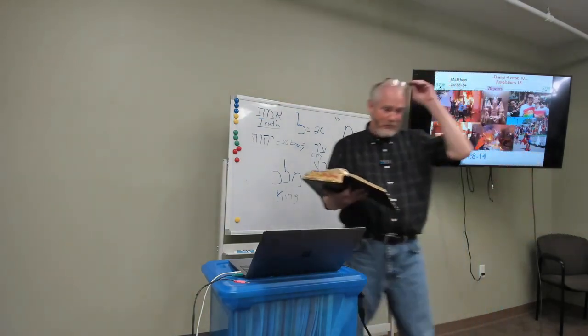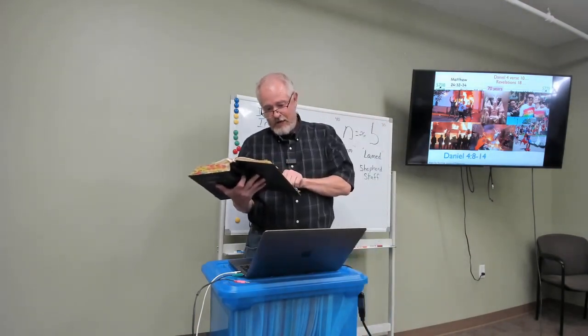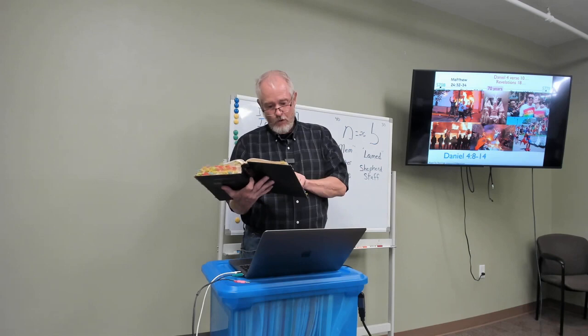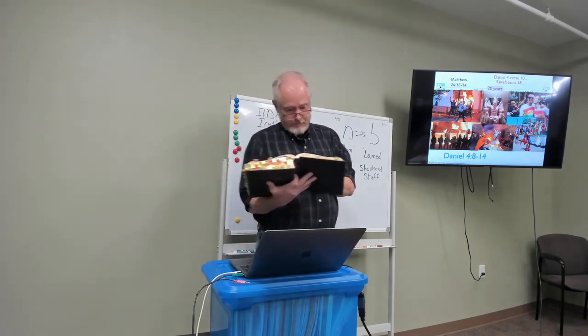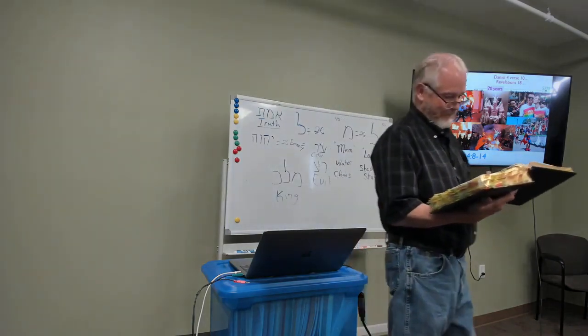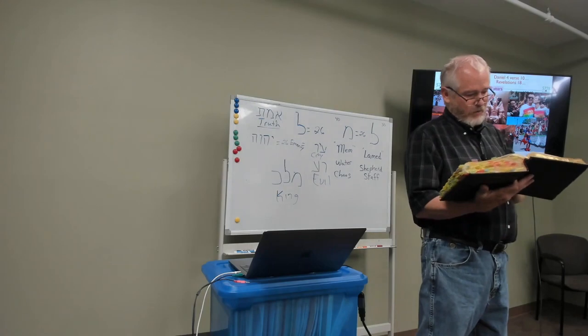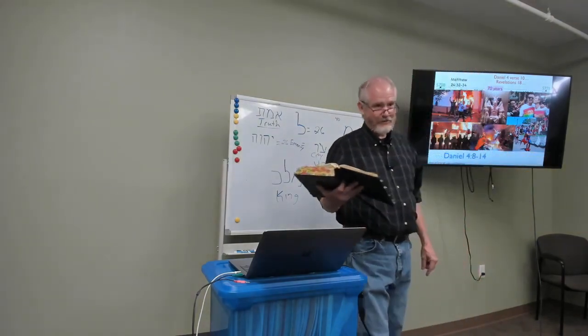So now it was pronounced by these angels, a matter of decree of the angels. This is in Daniel 4:14. The matter is decreed by the angels, and the sentence is by the holy ones, so that all living beings may know that the Supreme One rules over the kingdoms of man, giving it to whomever he wishes and appointing the lowest of men over it.